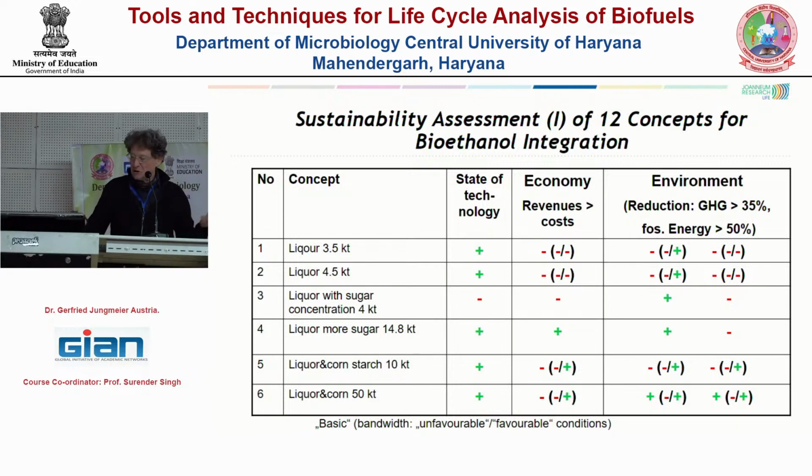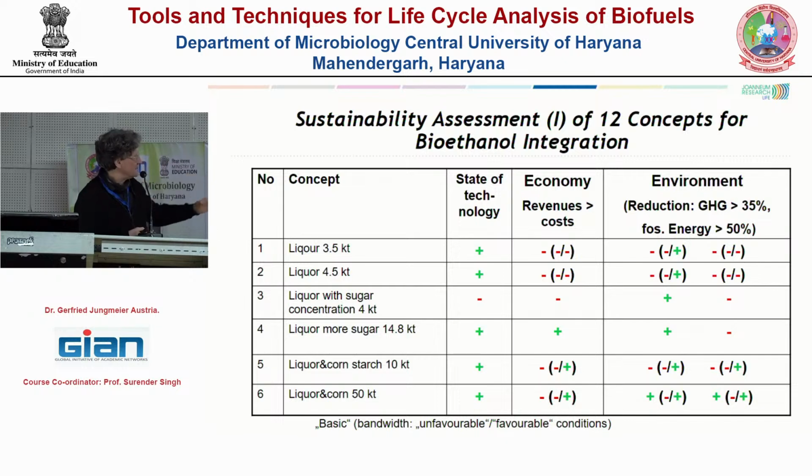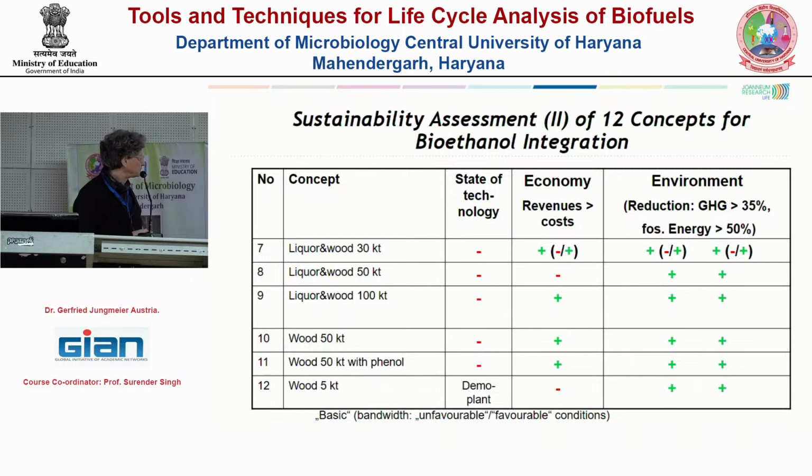And you see the state of technology is existing, but the economy has many red signs, so to say. And for the environment, only in a few cases at least, we see there might be a certain gain. Our goal was that the greenhouse gases must be reduced by a minimum of 35%, and we want to reduce fossil energy by a minimum of 50%. This was a target we discussed with the stakeholders, saying all the systems reaching that get a green one, and the others get a red one.